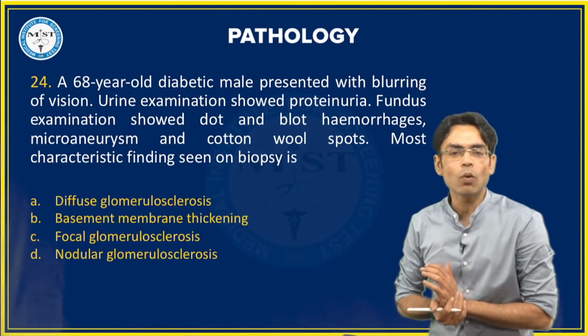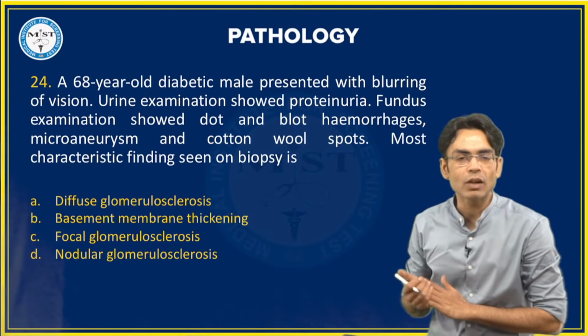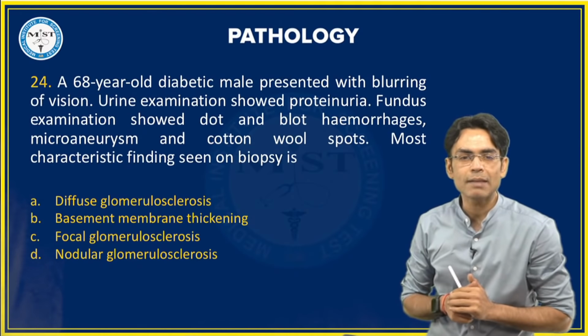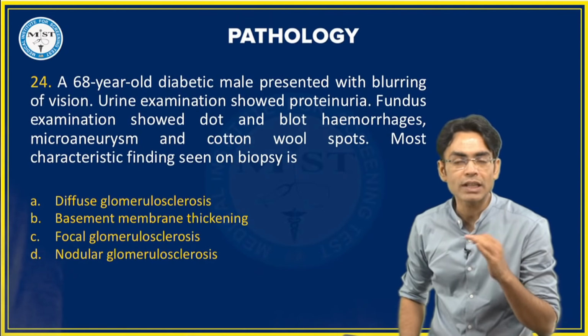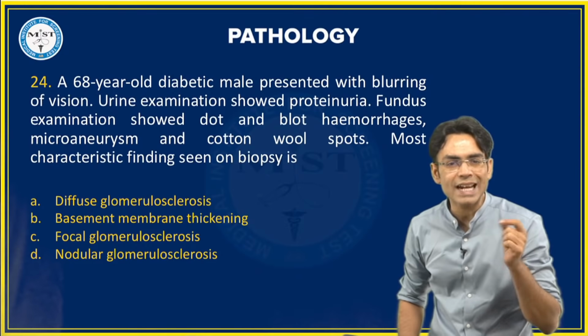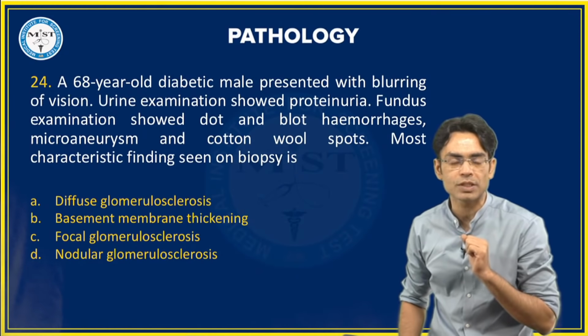A 68-year-old diabetic male presented with blurring of vision. Urine examination showed proteinuria. Fundus examination showed dot and blot hemorrhages, microaneurysm and cotton wool spots. Most characteristic findings seen on biopsy.